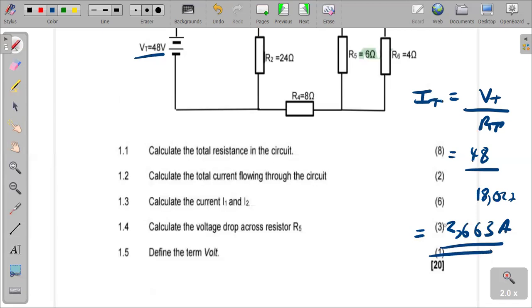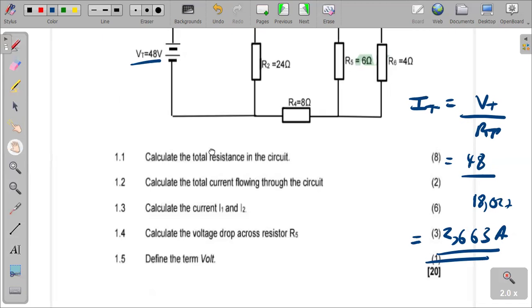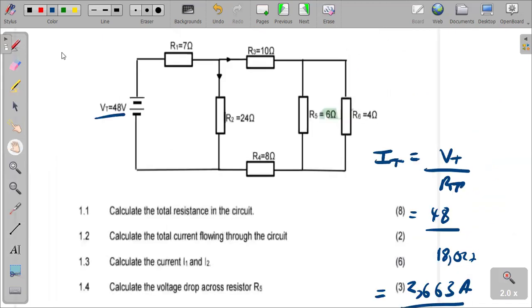So we go to the next one, I1 and I2. Apparently, the question had not indicated them clearly, so I will just label them here. I will call this one I1, and we'll call this one I2, so that it does not confuse. I'm just labeling them so that we have them, as they had not been indicated on the diagram.